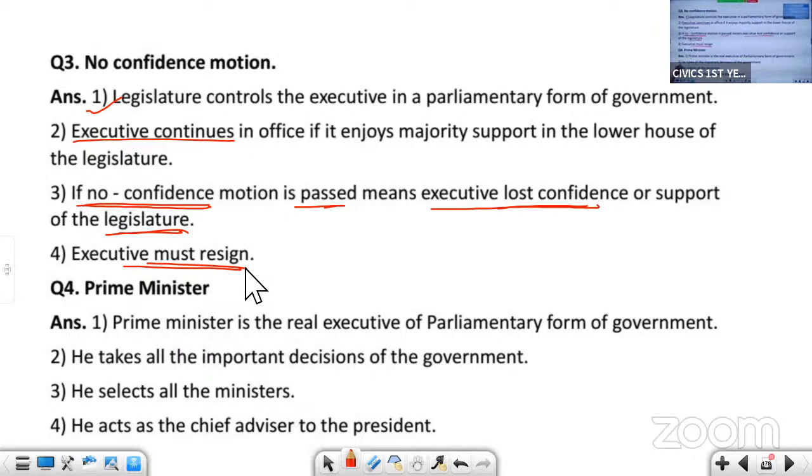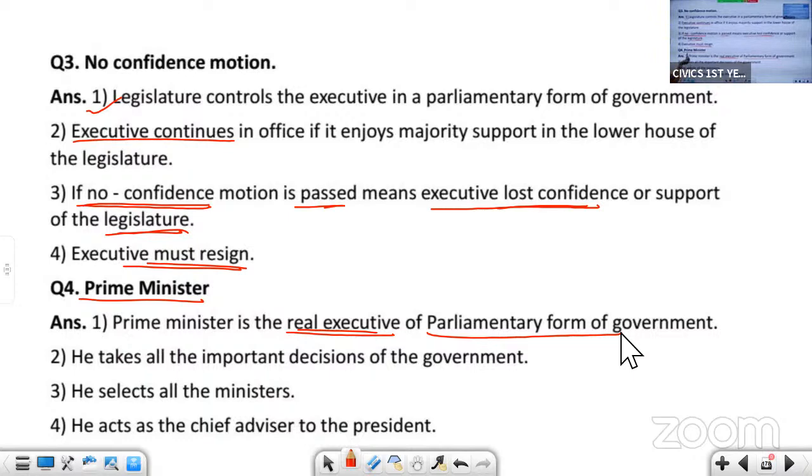Let us see the next question, that is Prime Minister. So parliamentary form of government is also known as prime ministerial government. The Prime Minister is the real executive in parliamentary form of government. See, students, I have been telling you, if you are thorough with your LAQs and SAQs, it will be very easy for you to write your BSAQs.